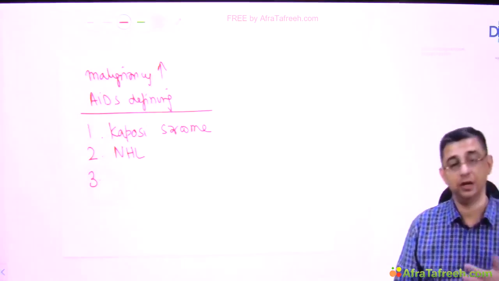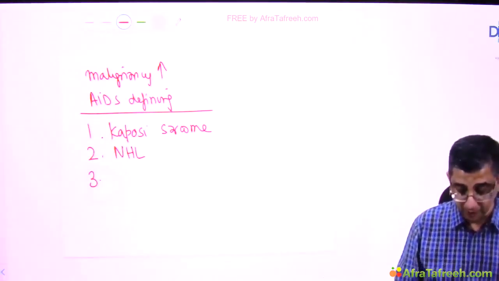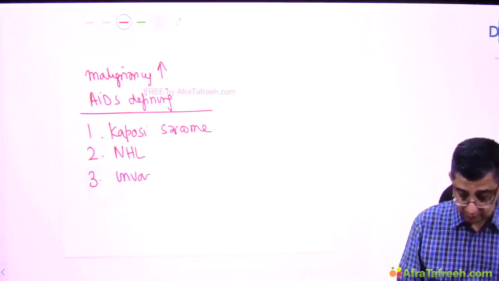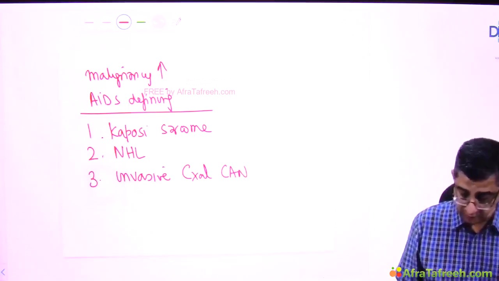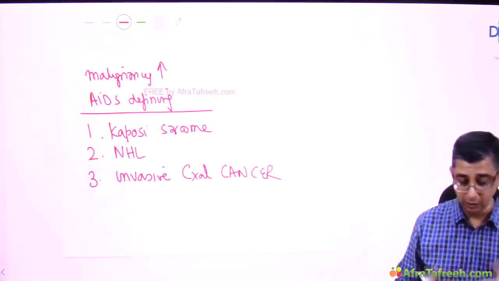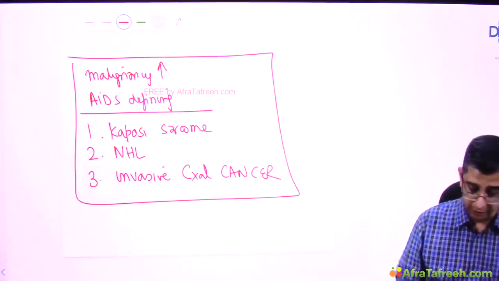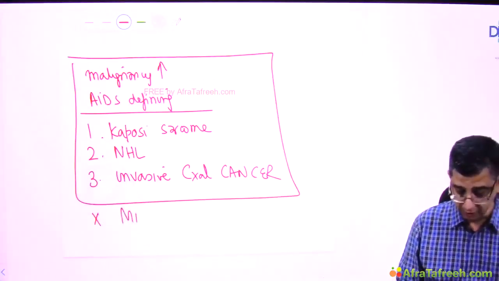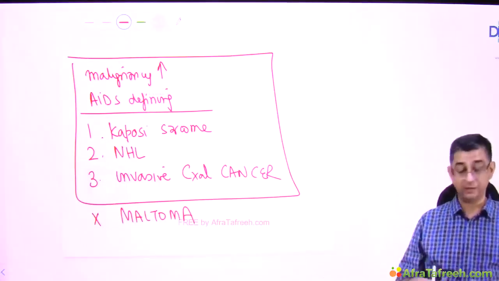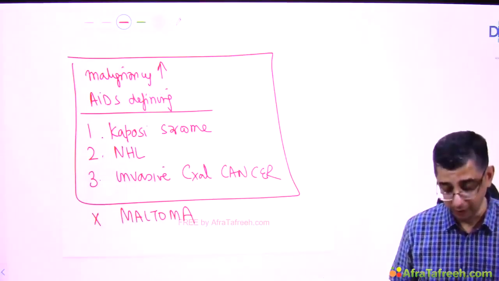I'll be showing you a CT or MRI head for non-Hodgkin's lymphoma, primary CNS lymphoma. And the third one is very surprising if you're reading it for the first time, that is invasive cervical cancer. Yes, the invasive cervical cancer that you read with human papilloma virus 16 and 18 can be associated with HIV infection also. So these are three AIDS-defining malignancies, and the question that was asked was very easy. The question said which of the following is not an AIDS-defining illness or AIDS-defining malignancy, that is maltoma. You all know maltoma is related to Helicobacter pylori.